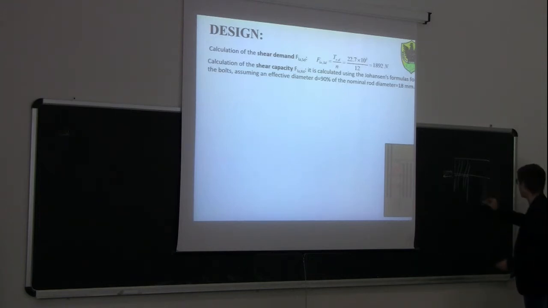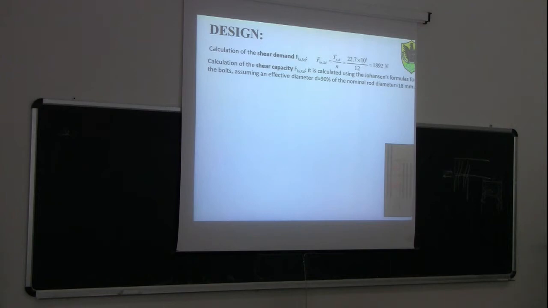So the nominal diameter is usually the outer one, so this is the nominal diameter. We need to consider 90% of the nominal diameter in our resistance when using the Johansen equation. So we calculated the shear demand for a single rod, and then we need to calculate the shear resistance of a single rod.